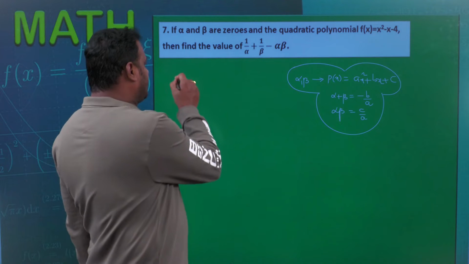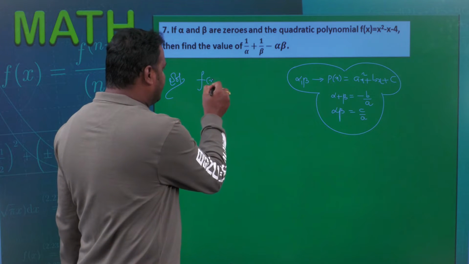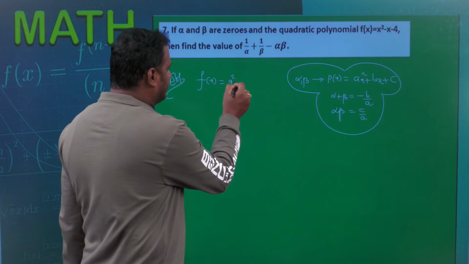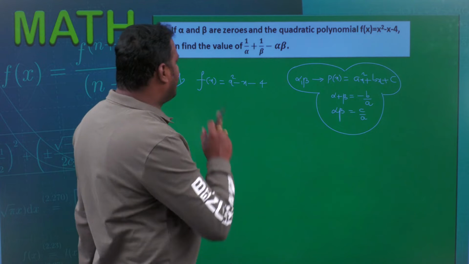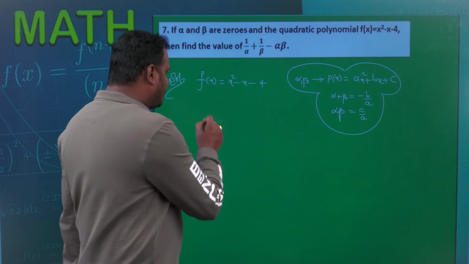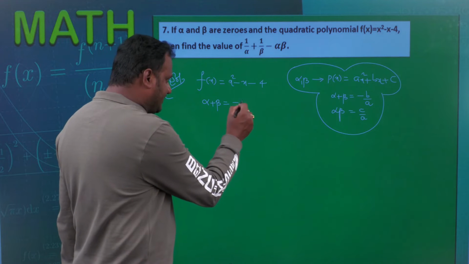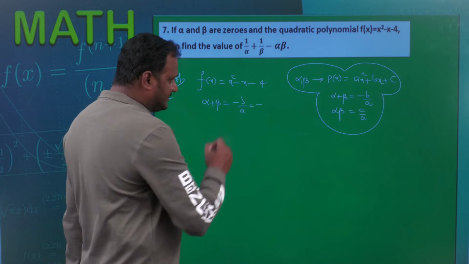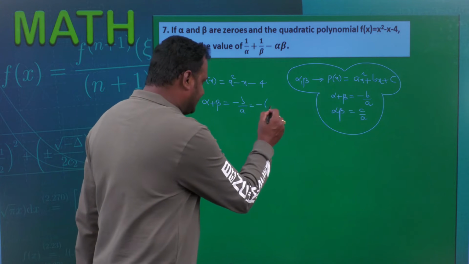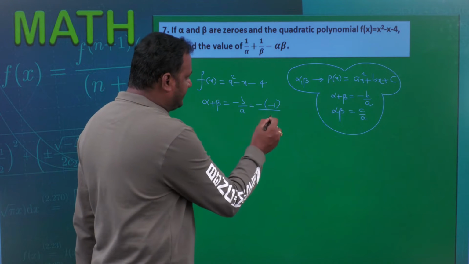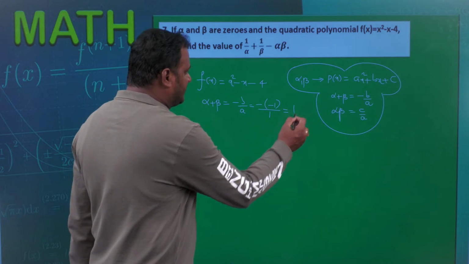So the given quadratic polynomial is p of x or f of x, whatever it is. f of x is equal to x square minus x minus 4. Suppose alpha, beta are zeros, then what is alpha plus beta? Alpha plus beta is going to be minus b by a, which is equal to minus, what is b here? b is minus 1. So minus of minus 1 divided by a, the coefficient of x square, which is 1. So alpha plus beta is going to be 1.